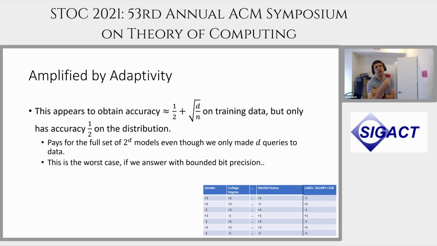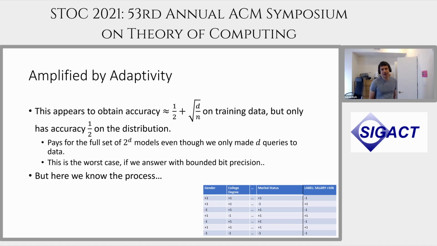The issue was the last one was adaptive. I chose which model to evaluate on the basis of the evaluation of the previous queries. And this is actually the sort of worst case example, at least if we answer these queries with bounded bit precision and don't allow floating point games or something.